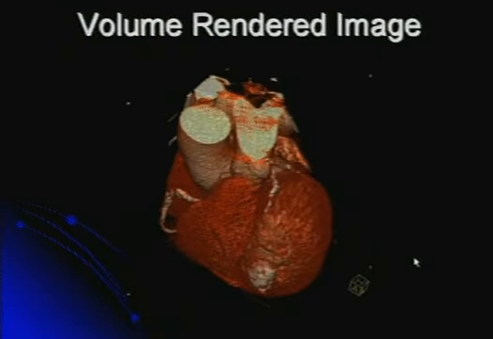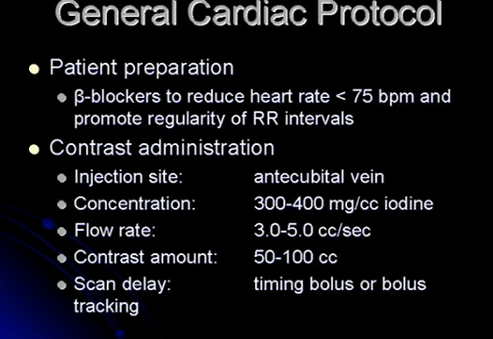And this is just a 3D volume rendered image, again showing this calcified apex. Dr. Jacobs went over the scanning protocol that we use for coronary artery imaging. Our general cardiac protocol depends upon what we're trying to image, but in general, we do try to reduce the heart rate to less than 75 beats per minute, and we'll give beta blockers as needed, but also to promote regularity of the RR intervals.